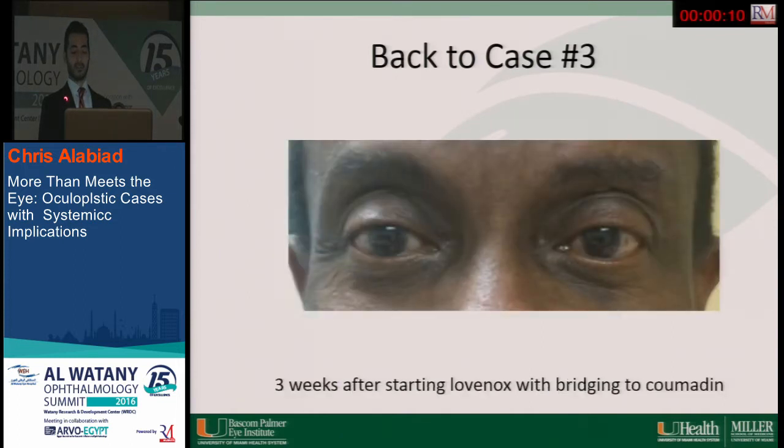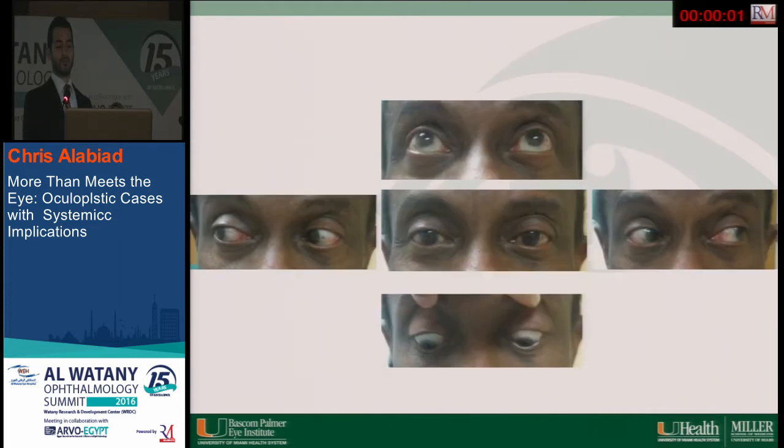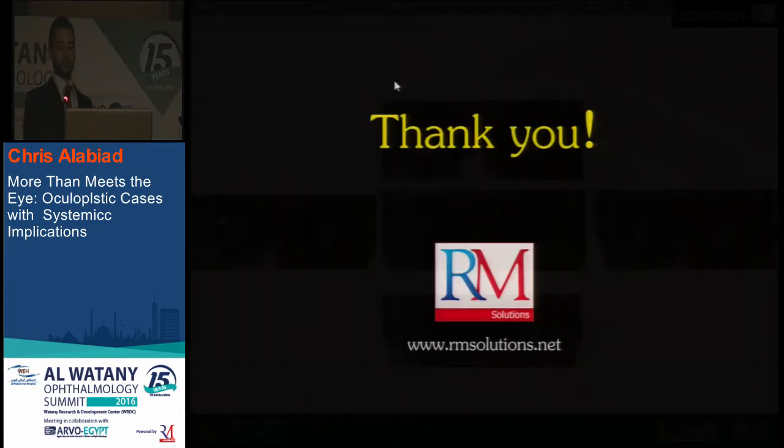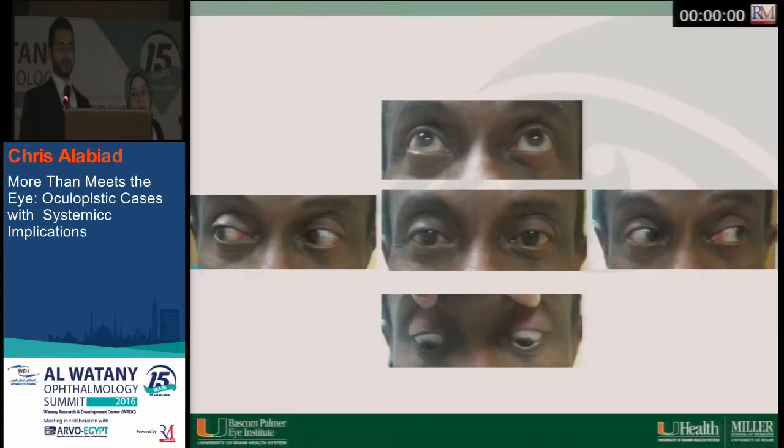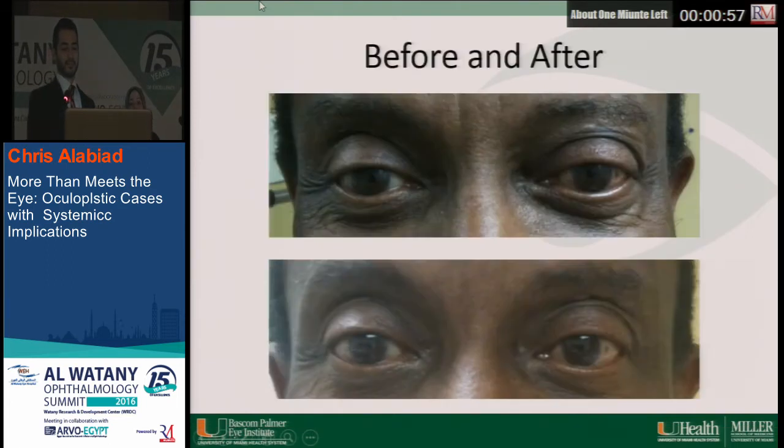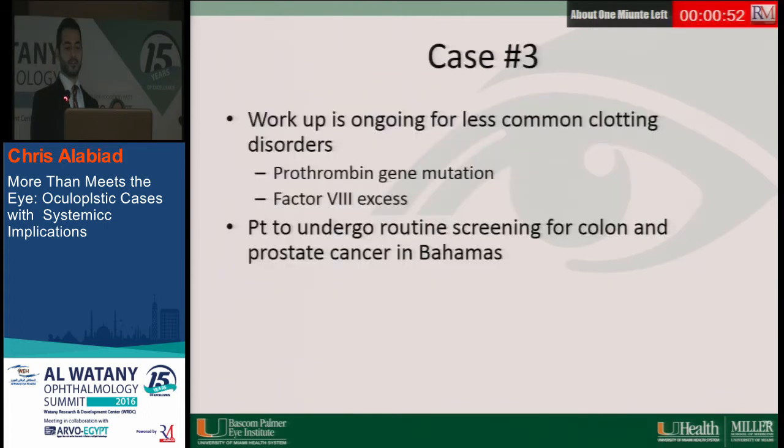all of which came back negative. And interestingly, 3 weeks after starting his Lovenox and bridging him to Coumadin, his ocular symptoms improved significantly. You can see that his proptosis has resolved, and his motility is also intact. And here's a before and after showing some of the findings a little bit more easily for you. So his workup is still ongoing for less common clotting factors, and he actually went back to the Bahamas and never returned to us, so hopefully he's doing well.